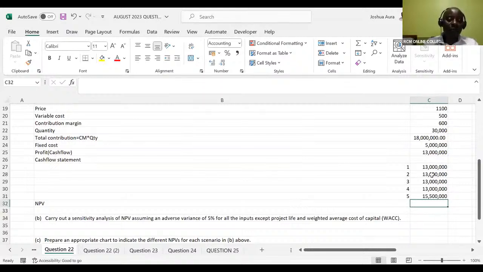Now we have our cash flows here. So how do we get our net present value? I'll write it here first, and then I'll come and use the net present value function.